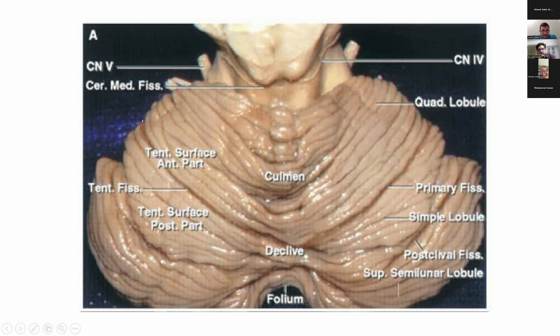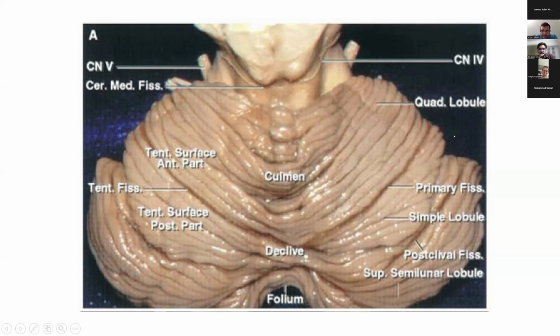Moving on to the fissures, the tentorial surface has a primary fissure known as the tentorial fissure. You can appreciate that this is the tentorial fissure, which is roughly dividing it into anterior tentorial surface and posterior tentorial surface. The anterior tentorial surface is just made up of quadrangular lobule, whereas the posterior tentorial surface is further subdivided by a postclival fissure into simple lobule anteriorly and superior semilunar lobule posteriorly.